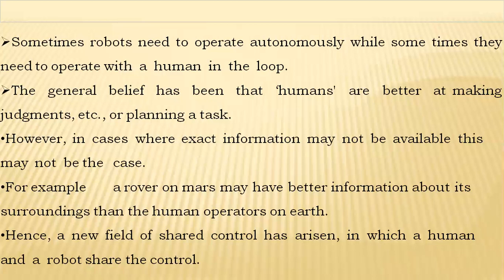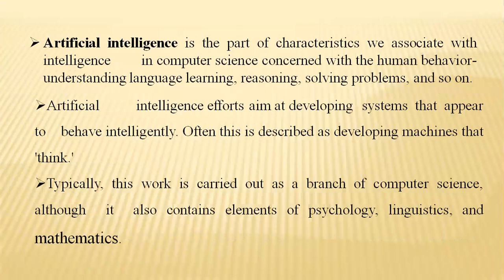Hence, this new field of shared control should arise, in which the human and robot will share the controlling parameters. That is nothing but artificial intelligence. So here, in that particular situation, manual involvement is not at all possible. Traveling of human beings from Earth to another planet and identification is not at all possible. For that instance, these robots came into existence for commencement of those kinds of actions.